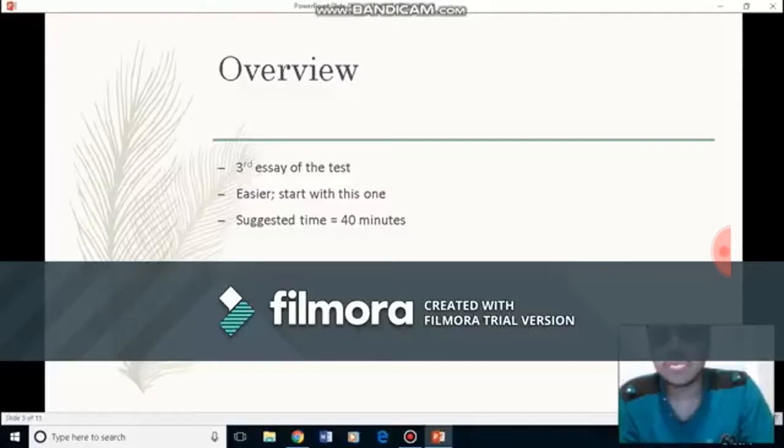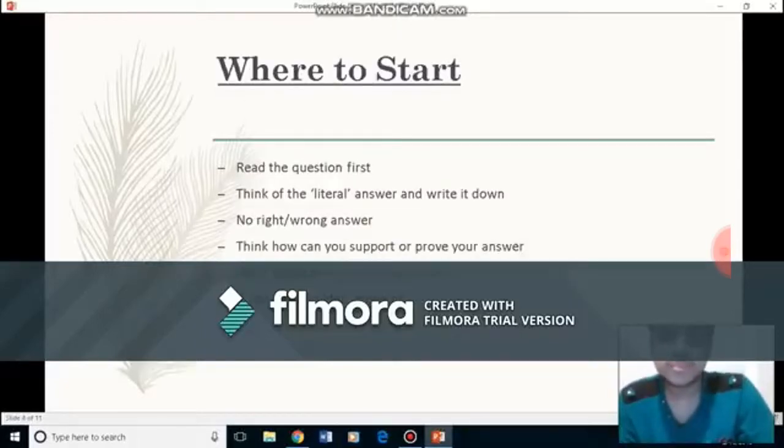It's the easier one because you have less reading, so I suggest you guys start with this one, and the suggested time by the College Board is 40 minutes. So that's that. So we should start with reading the question. It's generally located at the end of the prompt. We should read the question and write down the literal answer of it. What does the question actually ask?